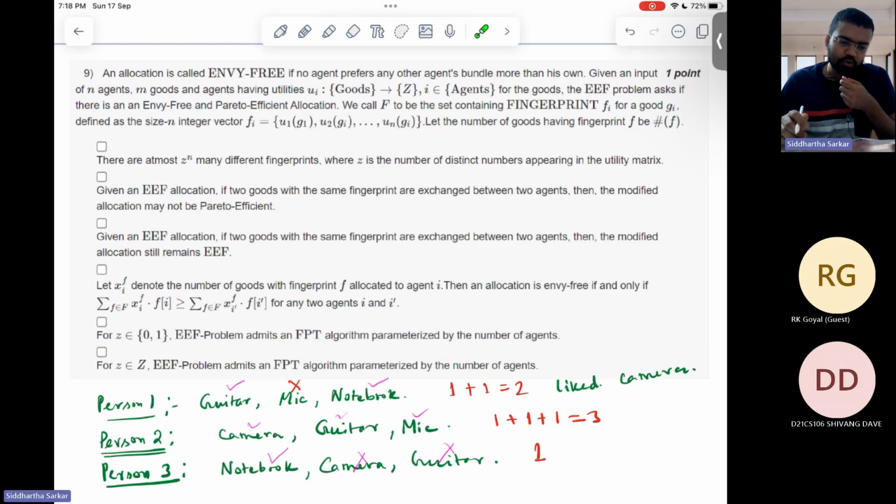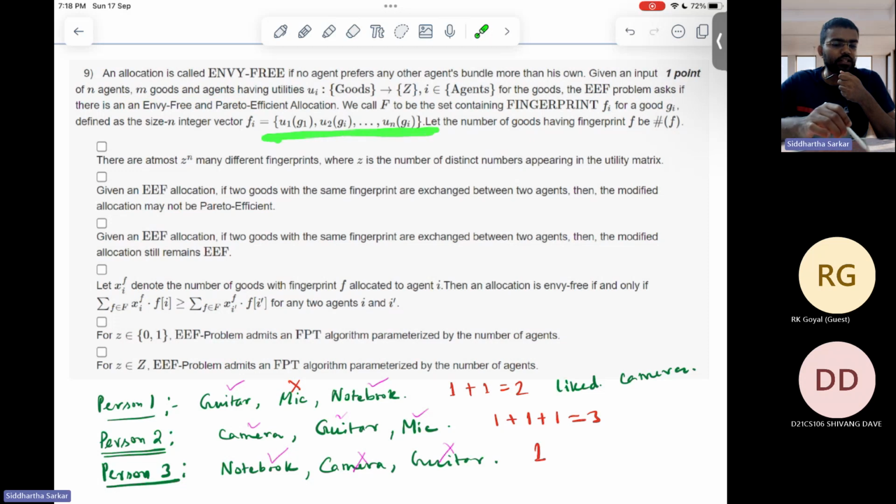Yes, so we have seen the definition of a fingerprint. For every object, you consider the set of people who like that object and call that the fingerprint of that object. If you have n agents, you consider an n-sized vector.